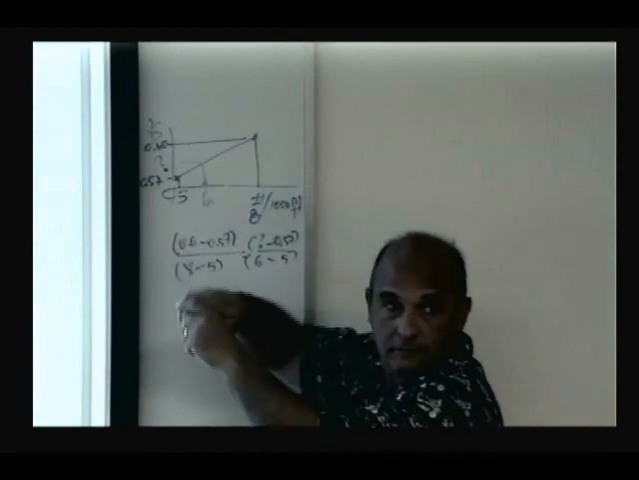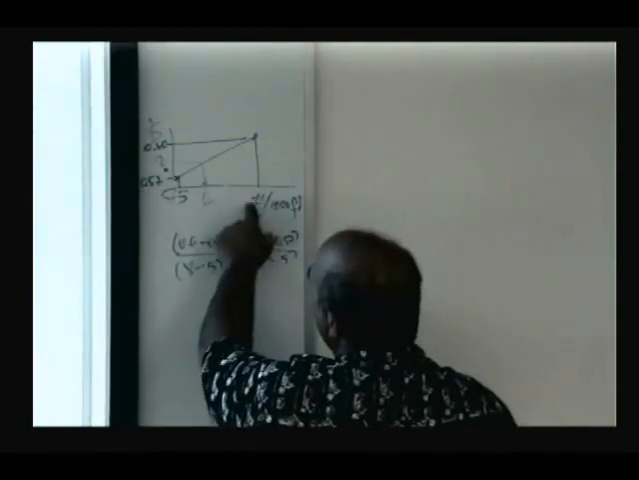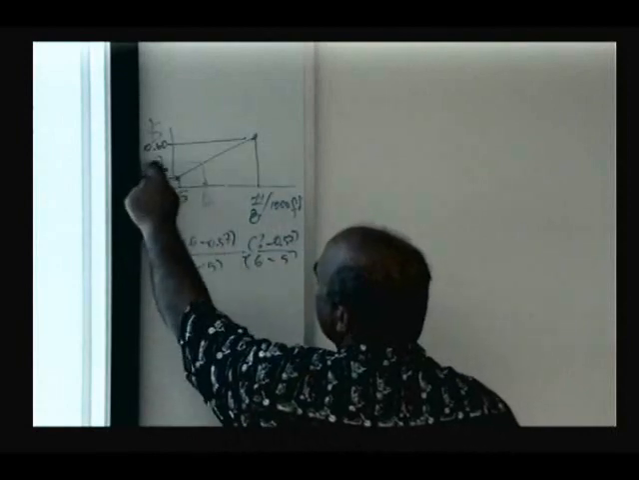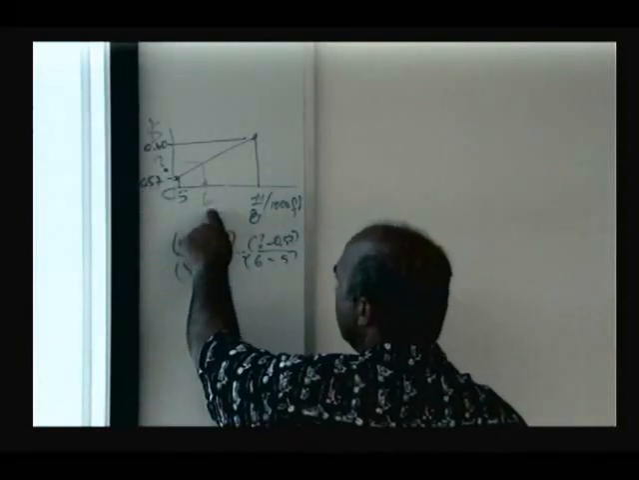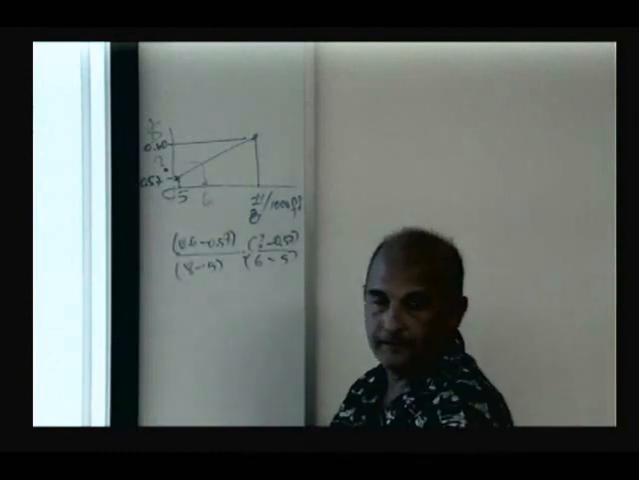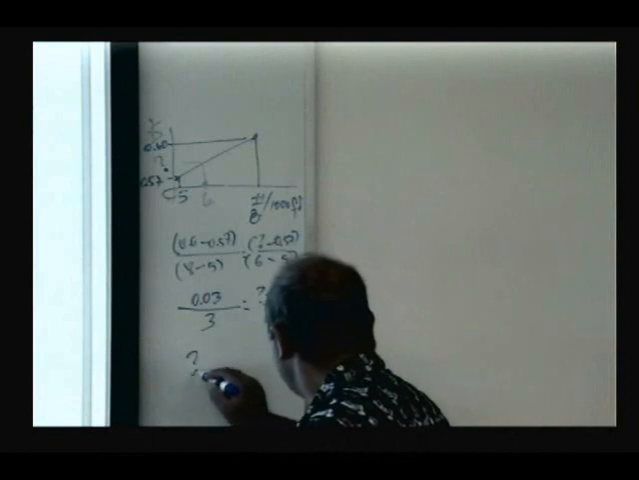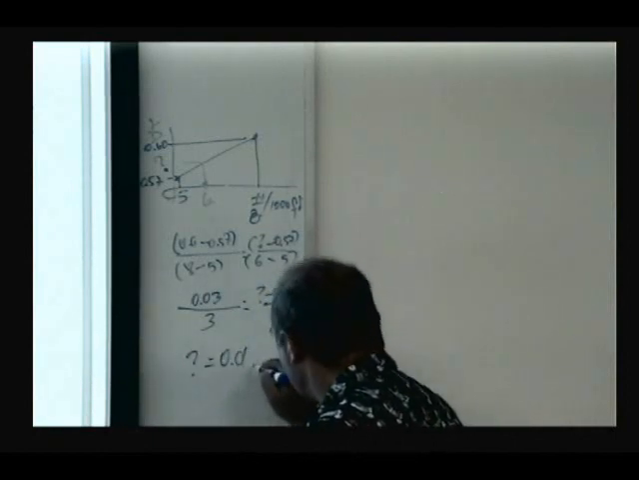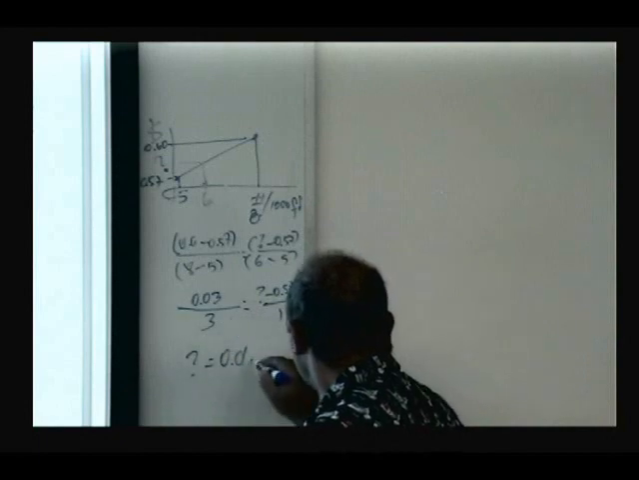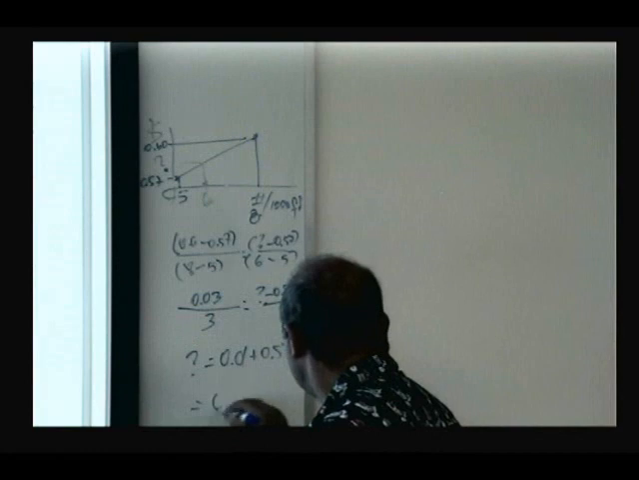Yes? Okay. So 0.6 minus 0.57 is to 8 minus 5 as my unknown minus 0.57 is to 6 minus 5. Right? So my unknown is 0.01 plus 0.57. So that is 0.58.